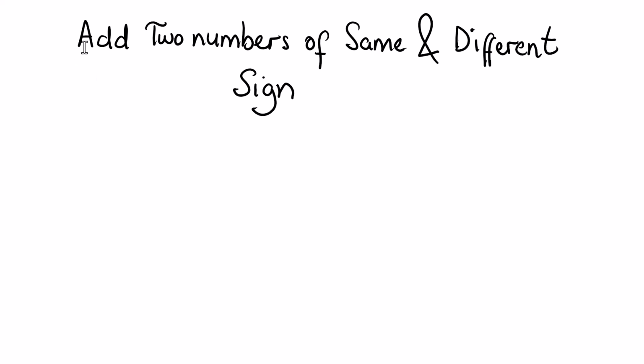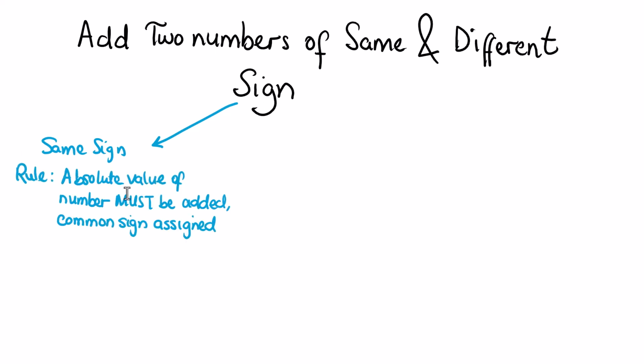In this video, we're going to be looking at how to add two numbers of same and different signs. Before that, we need to look at what is the same signs when it comes to adding. And in here, we need to look at the rule that applies to same signs. And the rule includes the following.